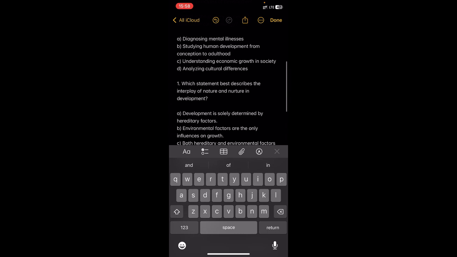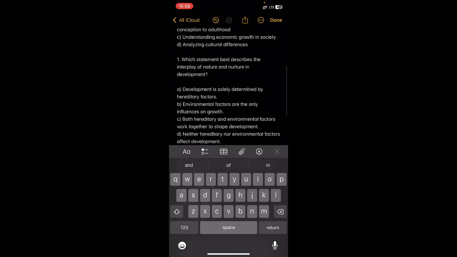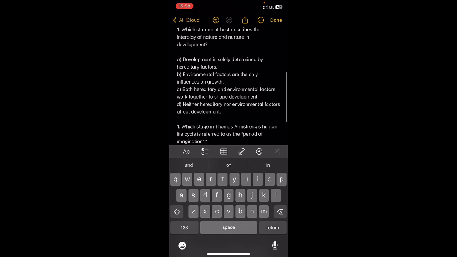Which statement best describes the interplay of nature and nurture in development? Development is solely determined by hereditary factors. Environmental factors are the only influences. Wrong. So the answer here should be C. Both hereditary and environmental factors work together to shape development.